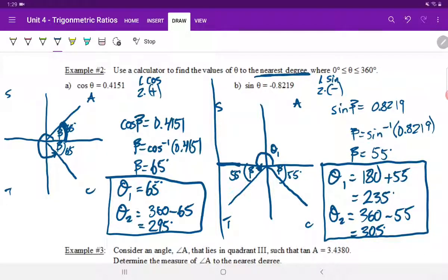What does this mean? That if you take the sine of 235 and you take the sine of 305, you'll get the same ratio, and the ratio will be negative 0.8219.